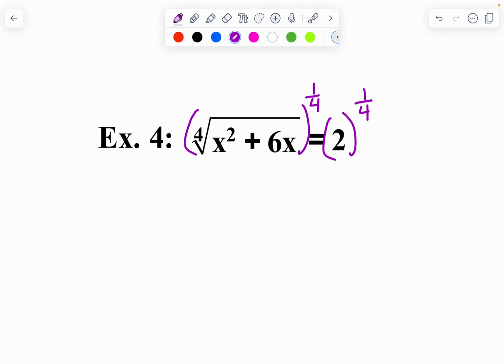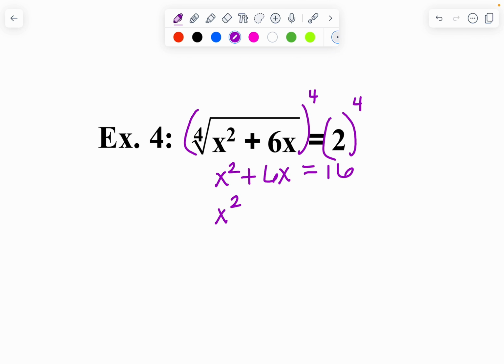So now I get x squared plus 6x. And then 2 to the 1, oh, sorry, it's not to the 1/4 power, guys. I said it correctly, but I wrote it wrong. It's to the 4th power. And then 2 to the 4th power is going to be 16.